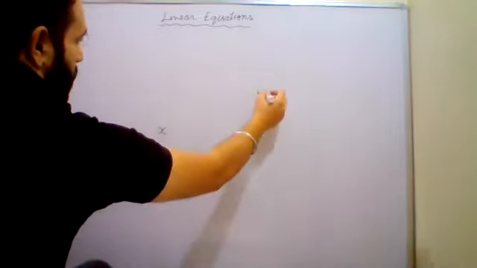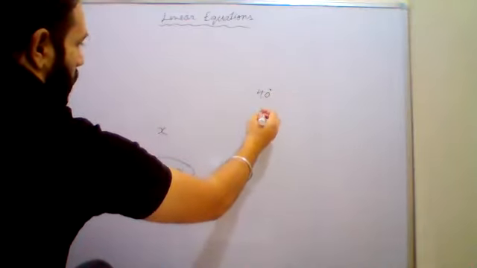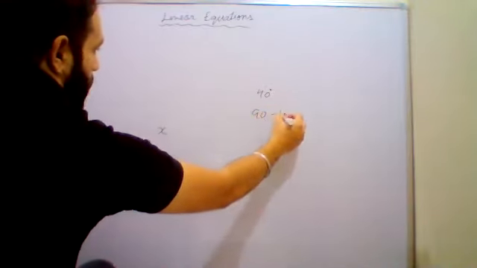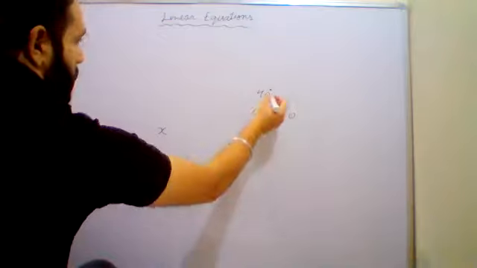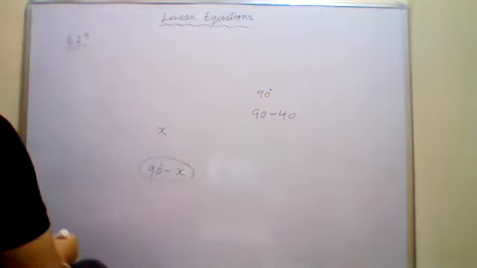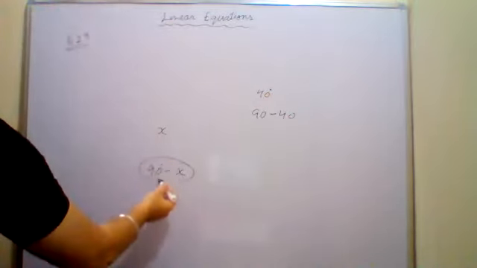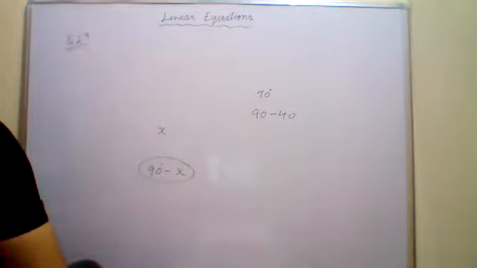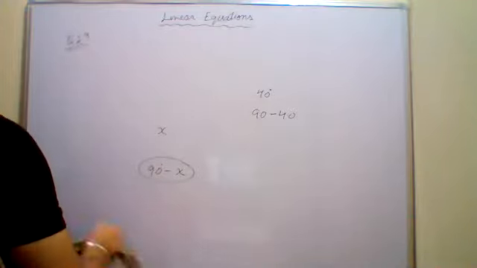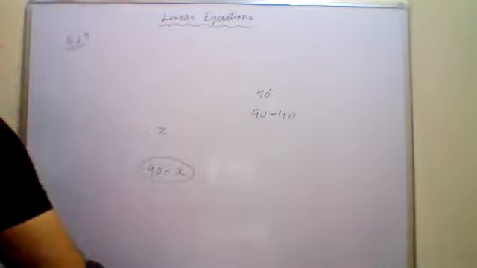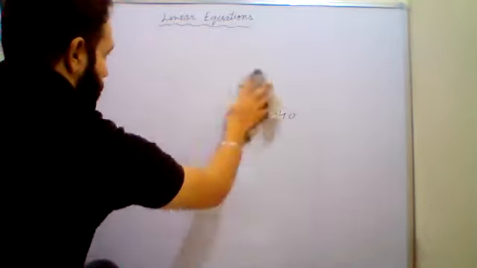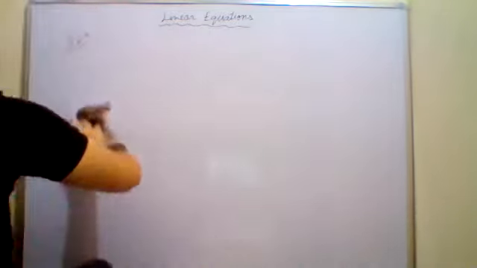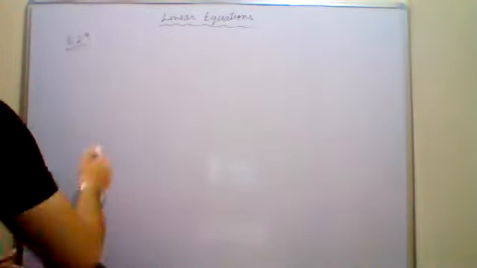How did you find it just now? If the first one is 40, how did you find the second one? 90 minus 40, you found it like this. So here also I have done the same. If the first one is x, the second one will be 90 minus x. Got it or not? So let the two complementary angles be x and 90 minus x.